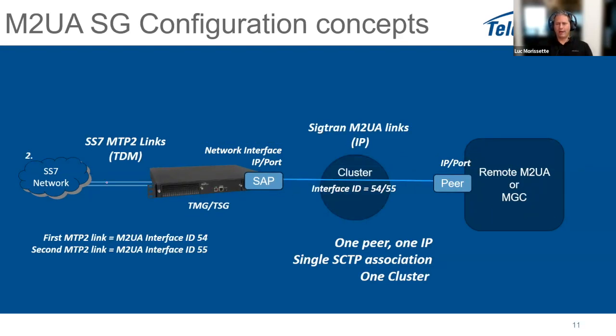Another example is if you have two MTP2 links here. Each one of them, the rest of the information is the same, right? Network interface, IP port, remote IP port, and then you need to identify each of those TDM links. So here, what you need to do is create a cluster. That cluster will have an interface ID for each of those MTP2 links. Here it's clear that the first MTP2 link will have this ID, and the second one will have this ID. It's still only one peer, one IP, and a single SCTP association. But inside that cluster, you have two interface IDs. Each are processed separately inside that M2UA link.